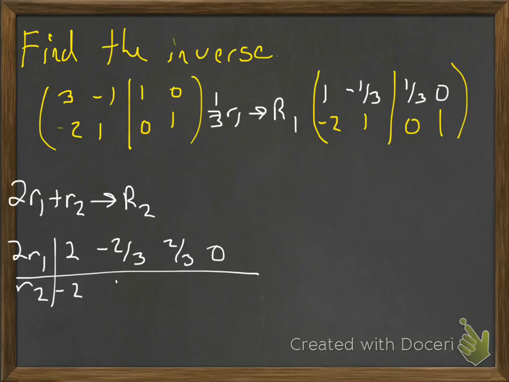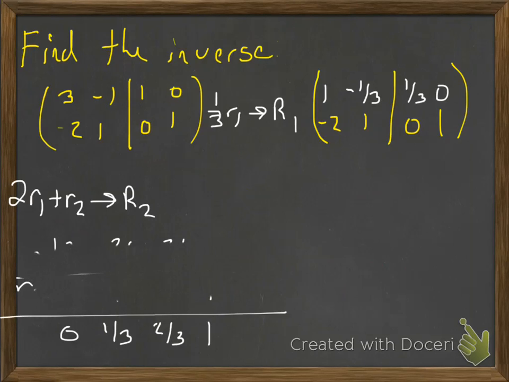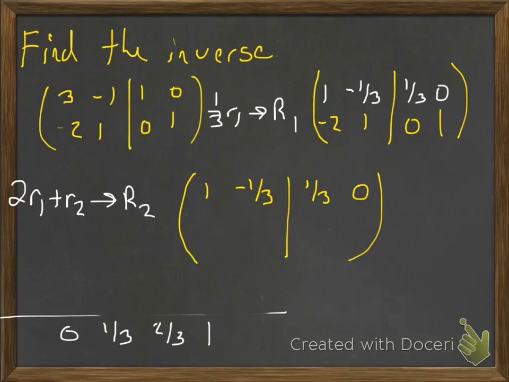And I don't know if I'll write it out every time, but that's what's going on. So our new row 2 becomes 0, 1/3, 2/3, and 1. So row 1 is unaffected. Row 2 becomes 0, 1/3, 2/3, and 1.